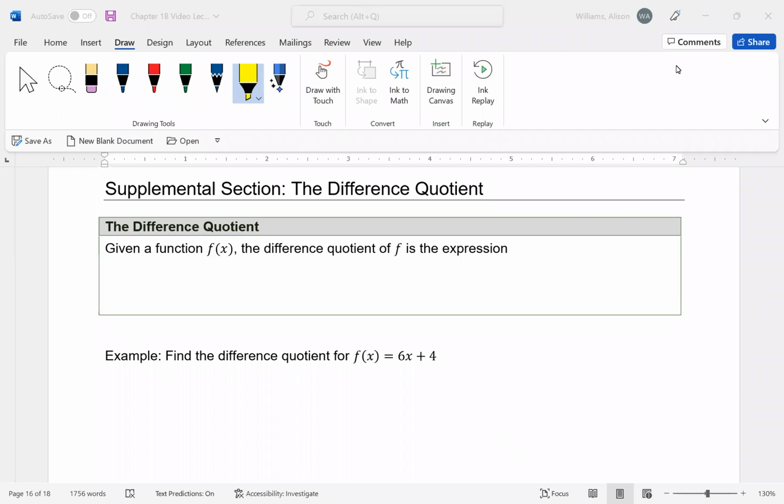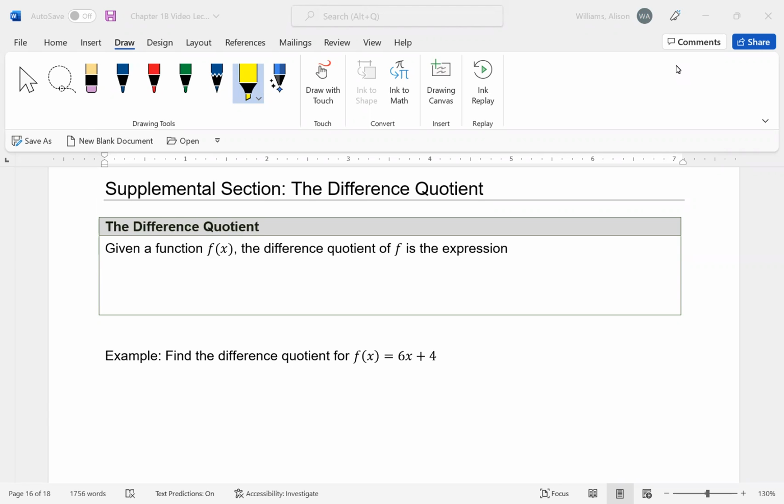In this video, we're going to look at the difference quotient. Now, this is a supplemental section, and the textbook that's included is, in fact, not part of the original textbook because it's a supplement. So we do need this information as part of our curriculum for the students who are going to be moving into calculus. The difference quotient is actually something you'll see in calculus.